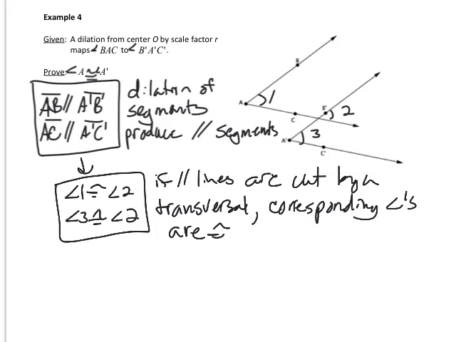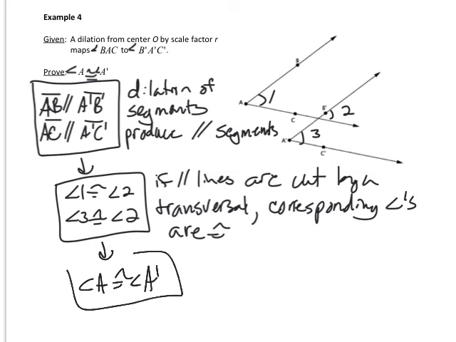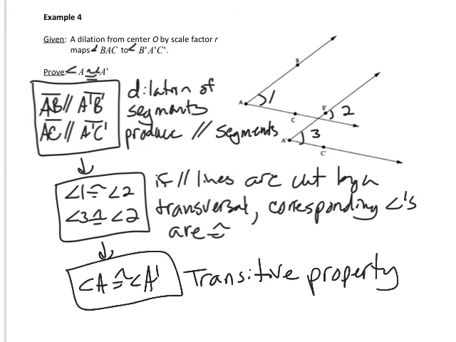If two things are congruent to the same thing, then they are congruent to each other. That's the transitive property, or you could probably also get away with substitution. So that's my last step. Angle A is congruent to angle A prime. The reason is the transitive property. If two things are equal to the same thing, they're equal to each other. That's transitive. Okay, so we've just proven that if you dilate an angle, you get a congruent angle.